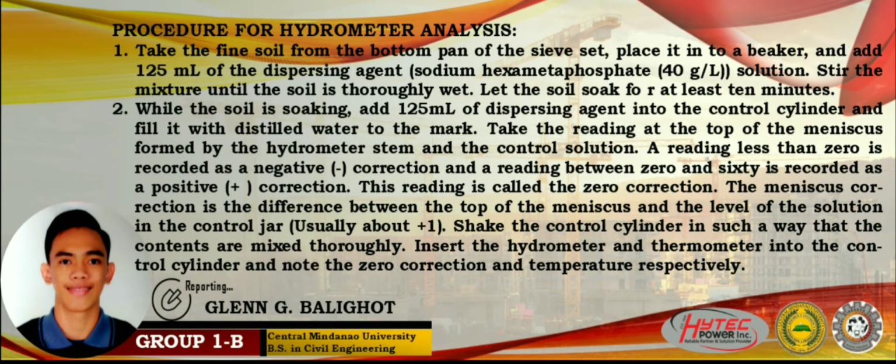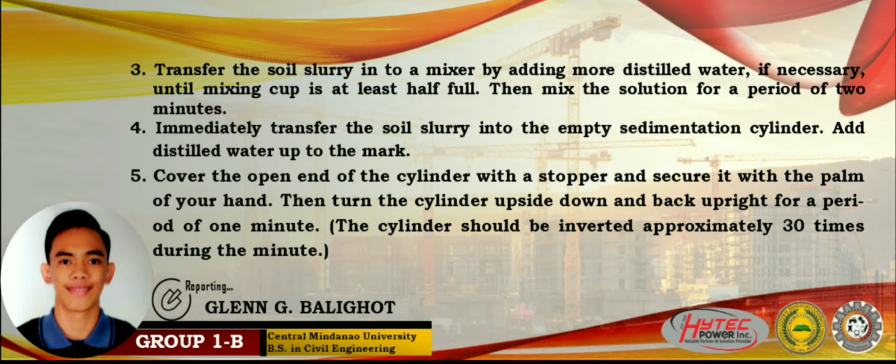Then take the reading. Then next is to transfer the soil slurry into a mixer by adding more distilled water if necessary until the mixing cup is at least half full. Then mix the solution for a period of 2 minutes. Then next is to immediately transfer the soil slurry into the empty sedimentation cylinder and add distilled water up to the mark.